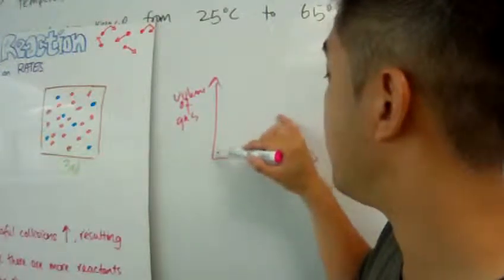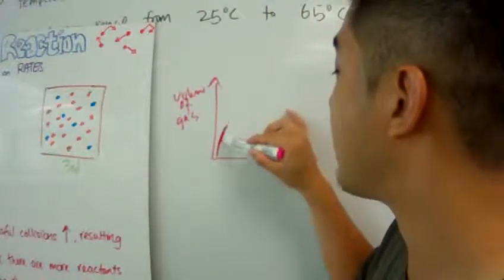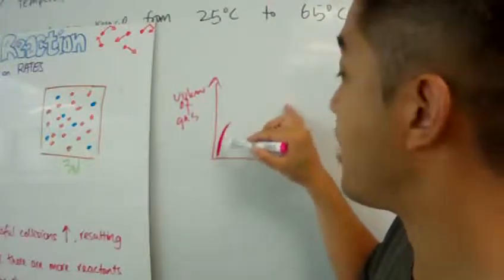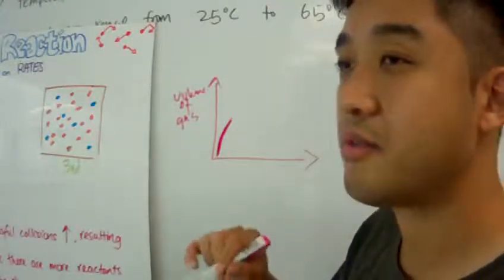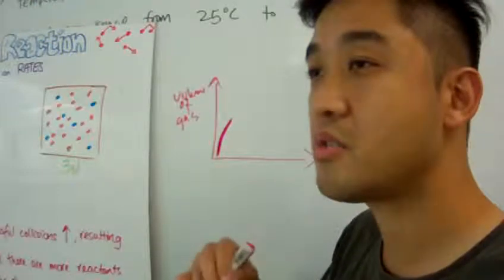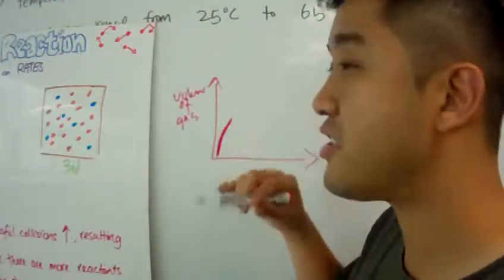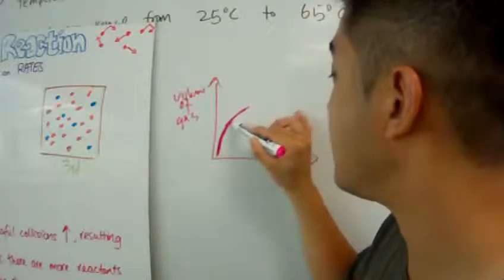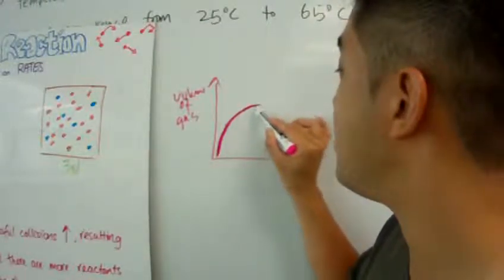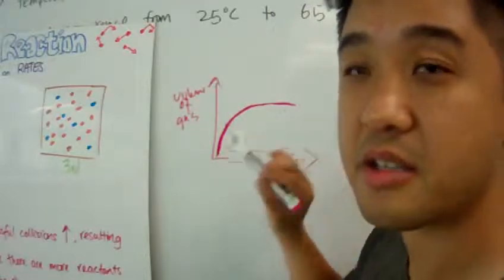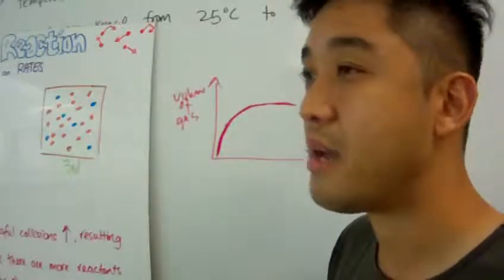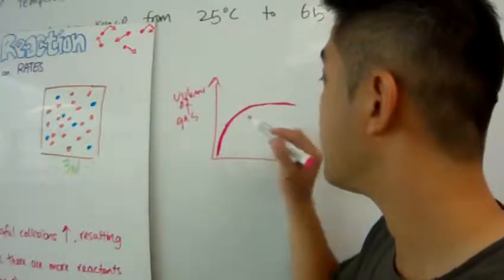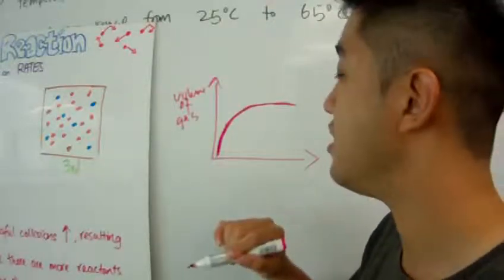And we talked about how at the beginning of the reaction there are a lot of reactants. So the rate of reaction is really high. But as the reactants get used up to make products, less and less reactants are available, and so the rate of reaction decreases. And eventually it will plateau out as all the reactants are used up and only products are left. So you get a curved graph in this way.